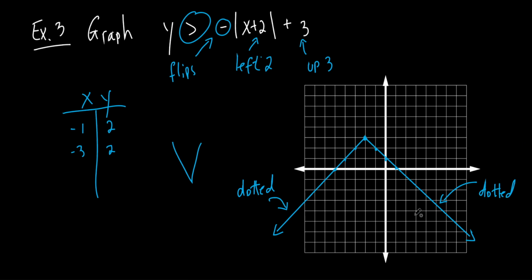All right, now where are we going to shade? What if you look at it and you're like, I don't really know. I'm not sure if you shade above or below. So what do you do? You pick a point, right? What's an easy point? 0, 0. If 0, 0 is super close to the line and you're not really sure if you graphed it right and if 0 is actually underneath it or above it, right?